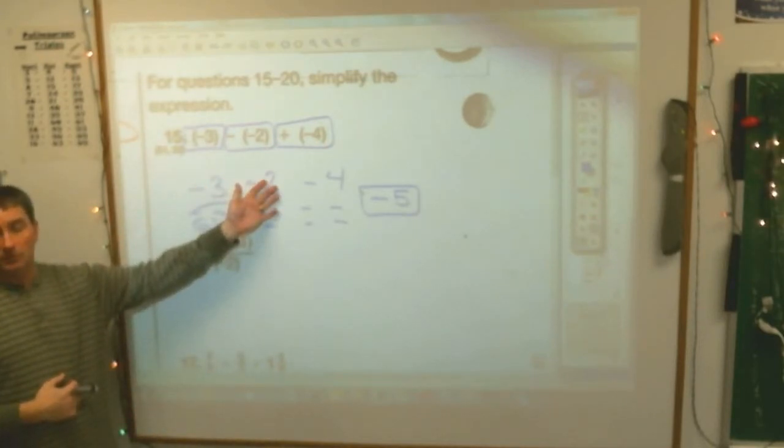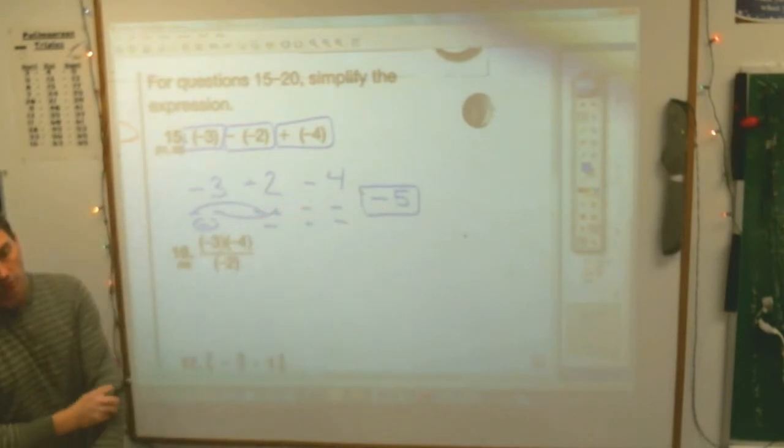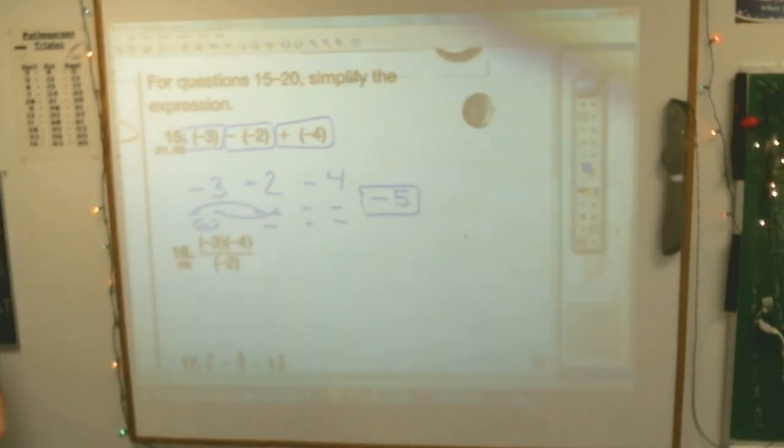I have $3. I get 2. I still owe somebody 1. I owe somebody 1. I owe 4. I still owe them 5. However you want to look at it, it's going to be a negative. Just remember, when you add 2 negatives together, you get a bigger negative. When you multiply 2 negatives together, you get a positive.